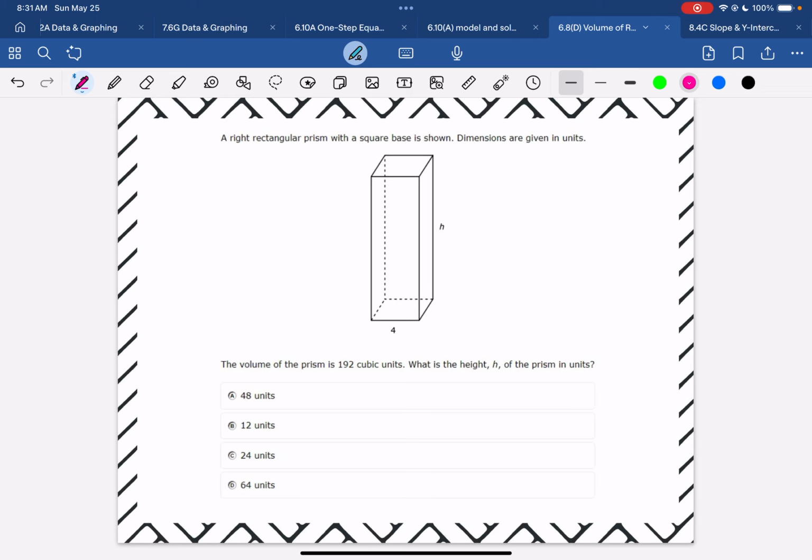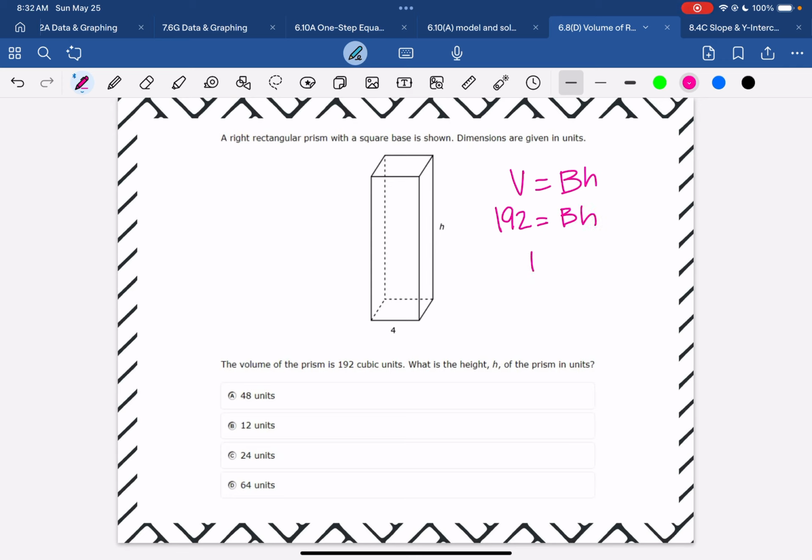I always suggest to first write down the formula. Volume equals area of the base, which we represent with a capital B, times height. Now we'll plug in what we know. We know that 192 is our volume, and then the area of the base, we'll figure that out.